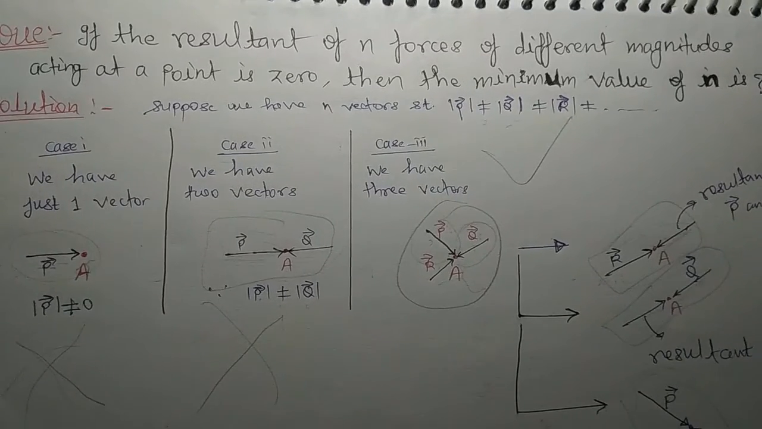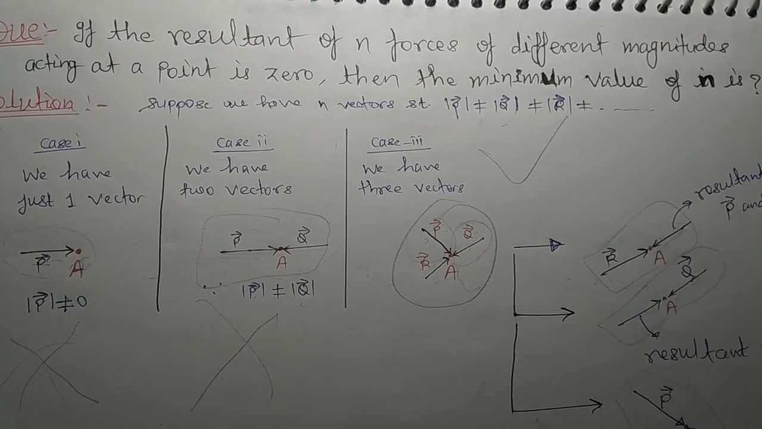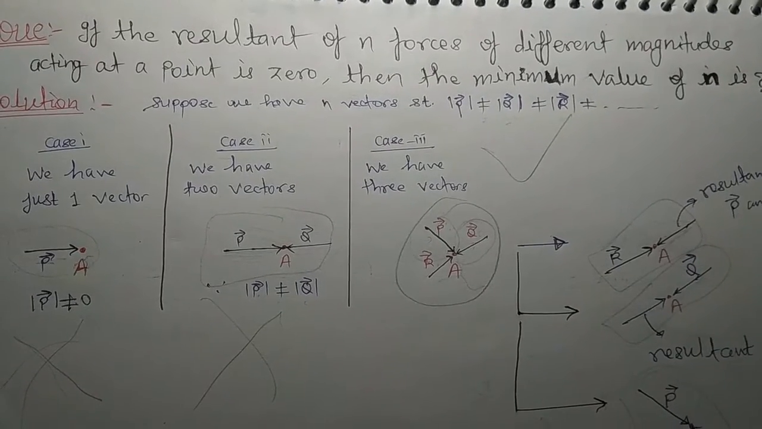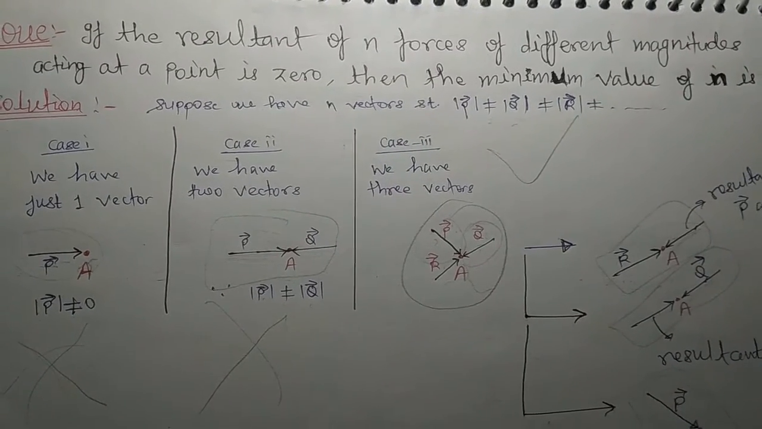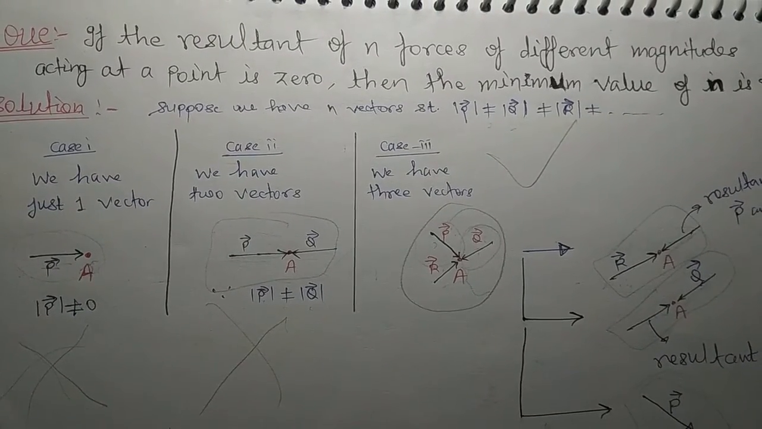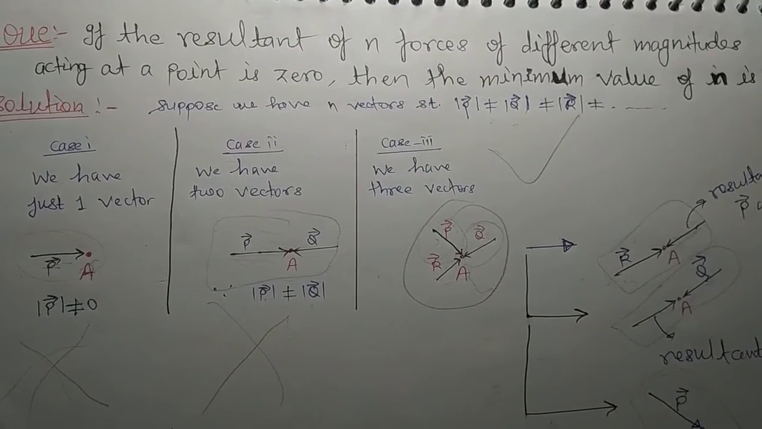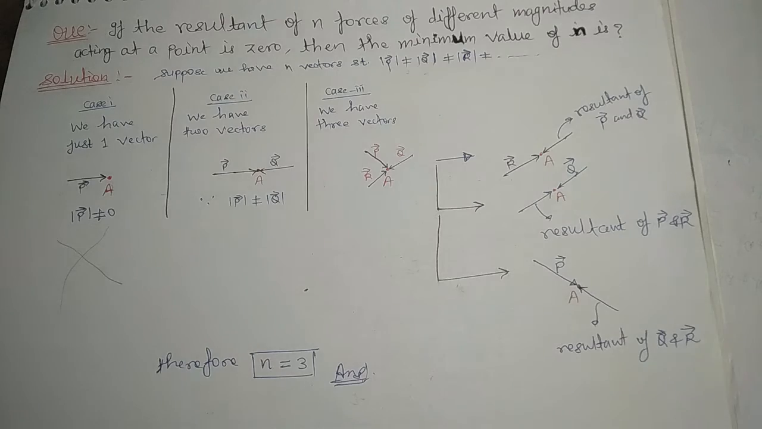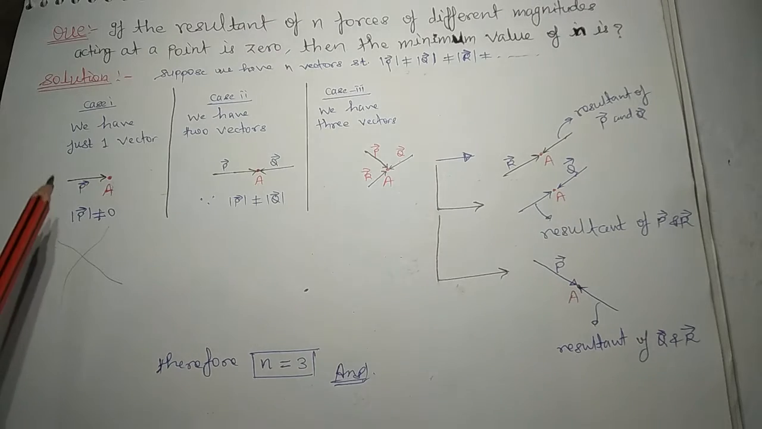So suppose we have n vectors, actually n forces, such that the mod of each force is unequal. Let us suppose the forces as p, q, r, and the magnitudes of these forces are unequal. So suppose this is case 1.